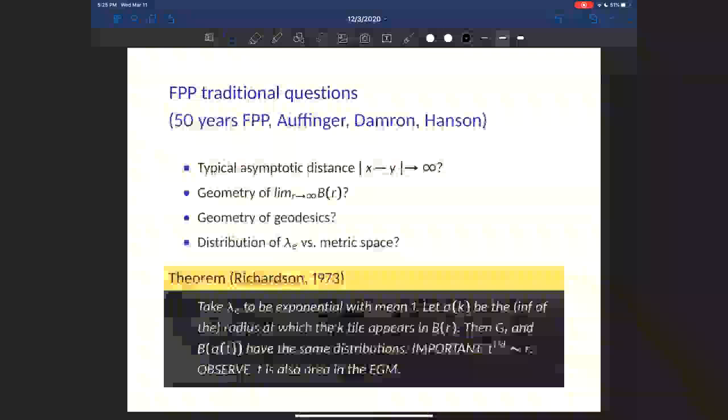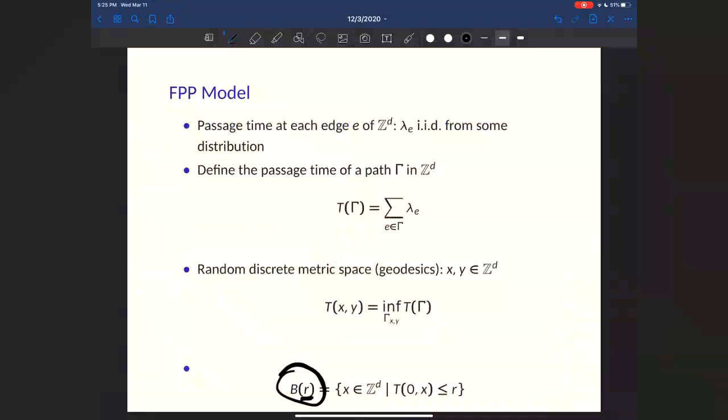By passage time, do you mean a first passage time to go from what to what? The first passage percolation model tells you the first time that you can get, for example, from x to y, or you want to know all the points that you could get to at time, or okay, at radius r. The point is that I don't want to use time there.